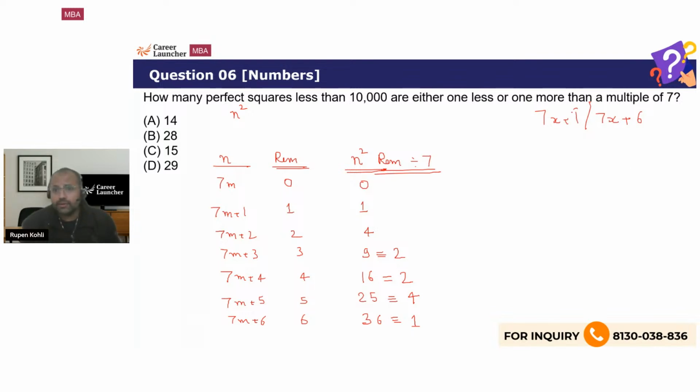I was looking for the remainder to be either 1 or 6. I don't see 6 anywhere, but I see 1 appearing twice. In any group of 7 consecutive natural numbers, in any group of 7 consecutive whole numbers even, I will get exactly 2 favorable numbers.